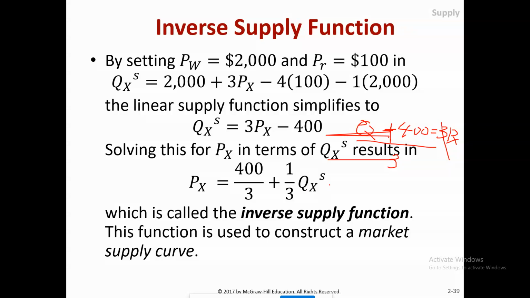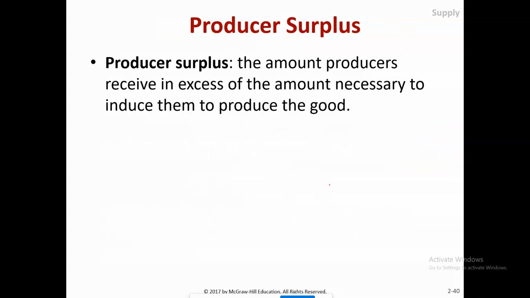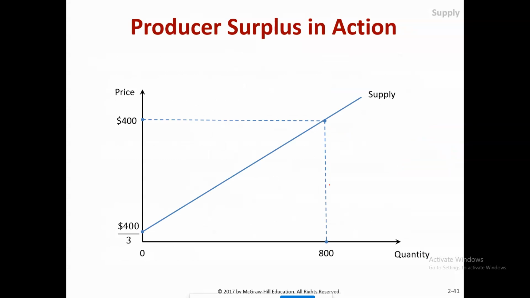This is convenient whenever we try to figure out or construct a market supply curve. Now, for the producer here, we can just see the vertical intercept is 400 over 3, and its slope is a third. Slope is a third.